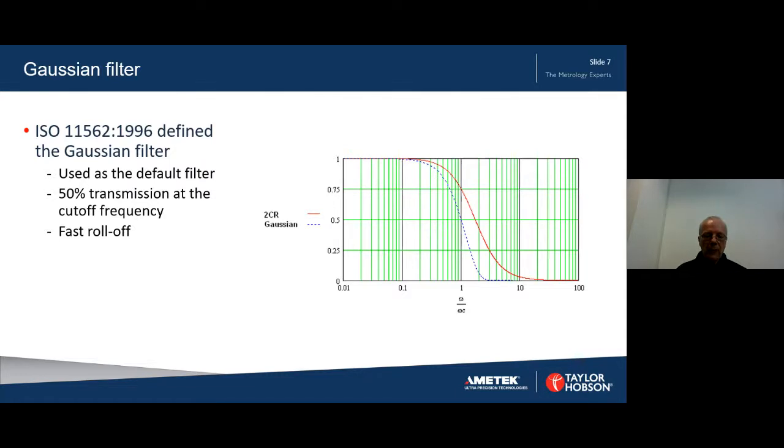In 1996, a new filter function, the Gaussian filter, was standardized as the default filter. This new filter is defined to have a transmission of 50% at the cutoff frequency. One of the advantages of the Gaussian filter over the 2CR filter is that it has a faster roll-off, as can be seen here by the slope of the filter function.